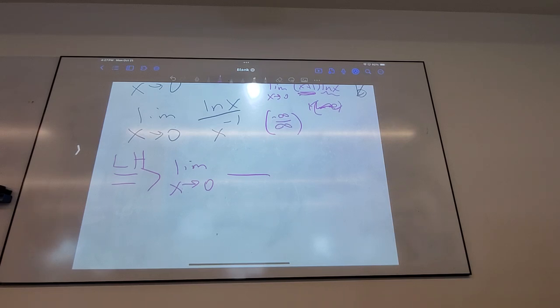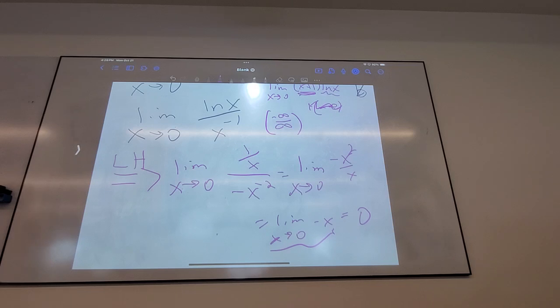So what's the derivative of ln x? 1 over x. What's the derivative of x to the negative 1? Negative x to the negative second. Good. How do I simplify that? Negative 1 over x squared, divided by... I get negative x squared over x. And what's negative x squared over x? Negative x. And what's the limit of that? 0. Done.